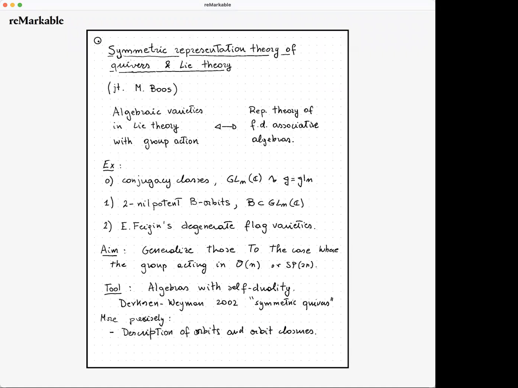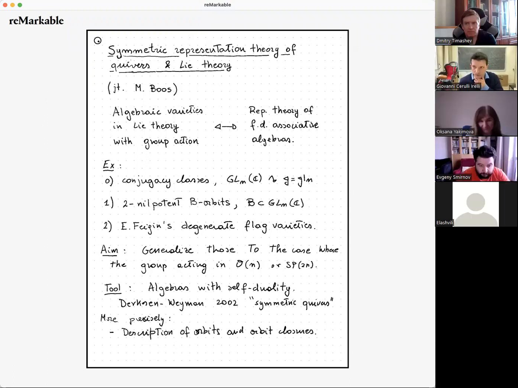But first of all, let me start by recalling. I assume that you are not familiar with the representation theory of associative algebras, so I will fix notations there and recall some facts. So that's the first part.